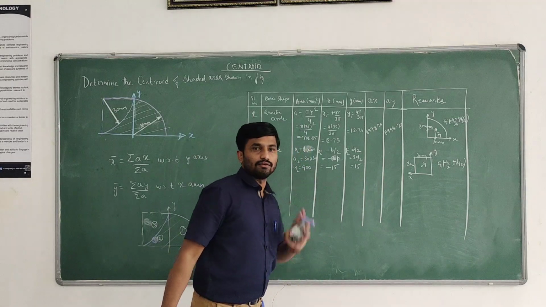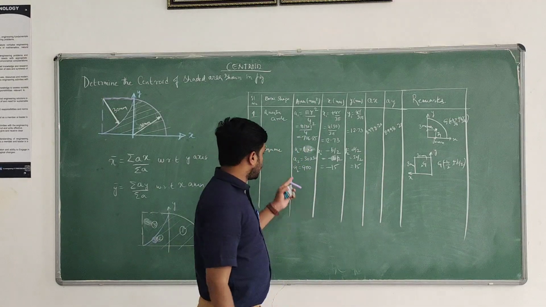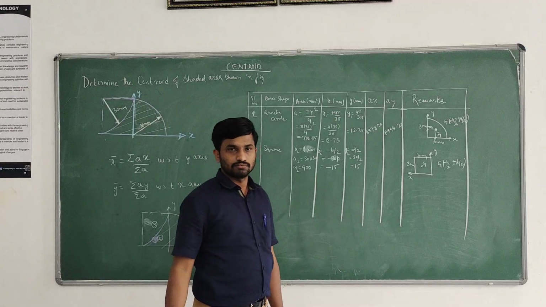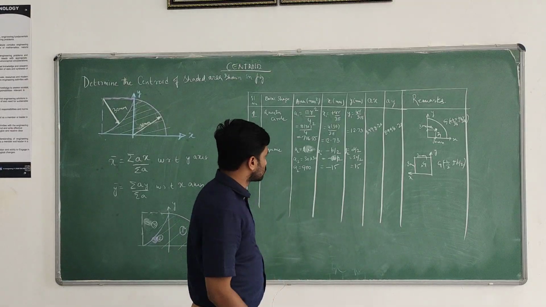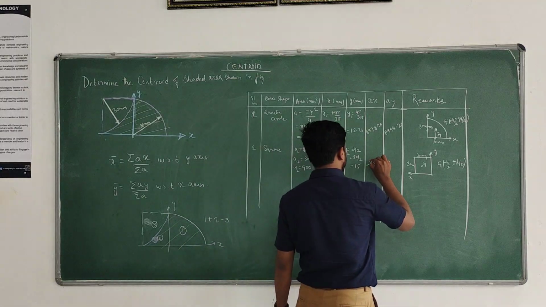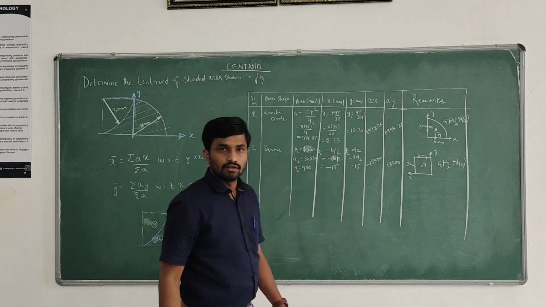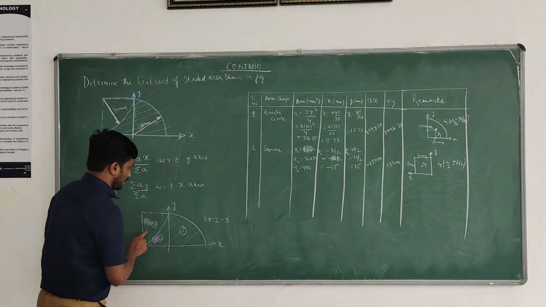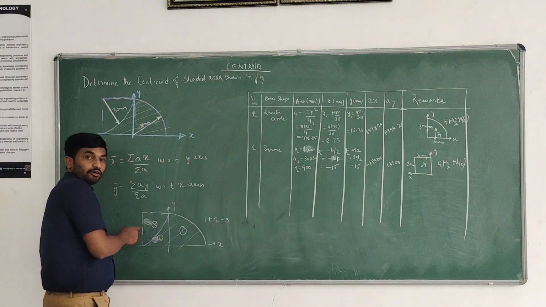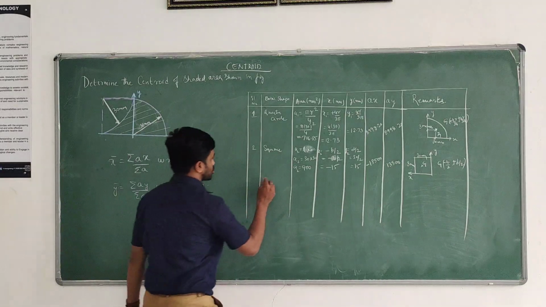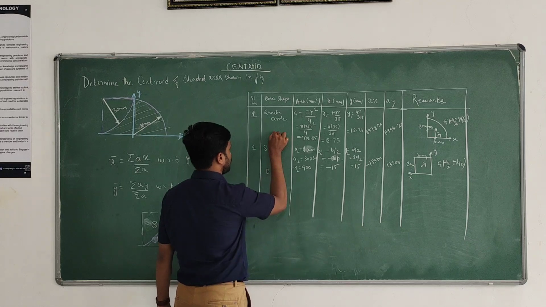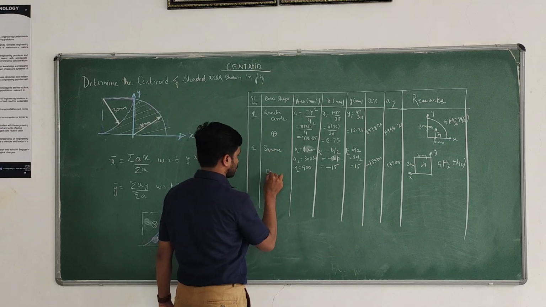AX, AY. What is the value of AX? 900 into 15 is 13,500. Minus 13,500. Here plus 13,500. Now, in this particular area, we have to deduct this area. We have to remove the third area. So, deduction. Next, this is plus, but here deduction.